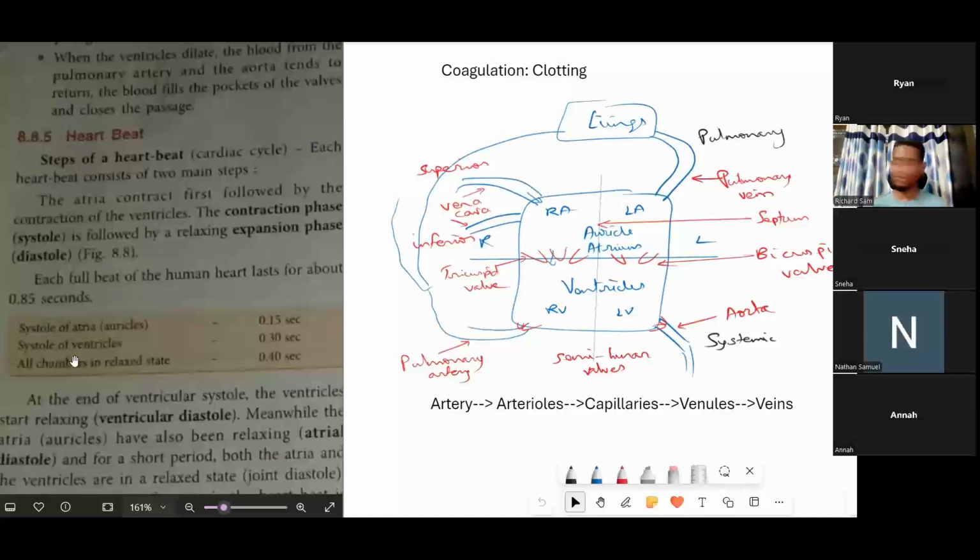Now, what is the time taken for each of these? Auricular systole, or systole of the atria, is 0.15 seconds. Atrium is singular, atria is plural. Then systole of the ventricles is 0.3 seconds, double this one. Then relaxation, when all chambers are relaxed, is 0.4 seconds. One heartbeat takes around 0.85 seconds.